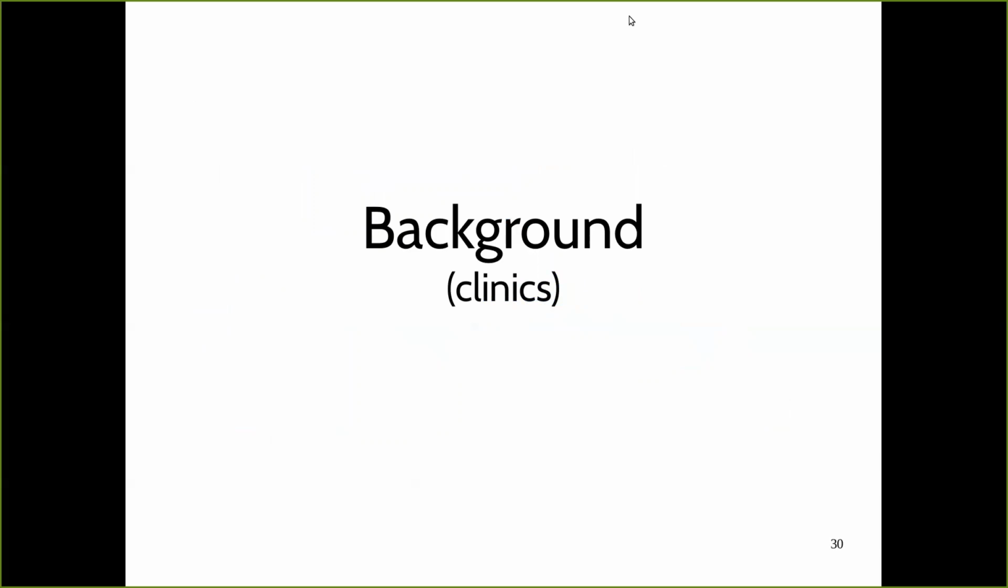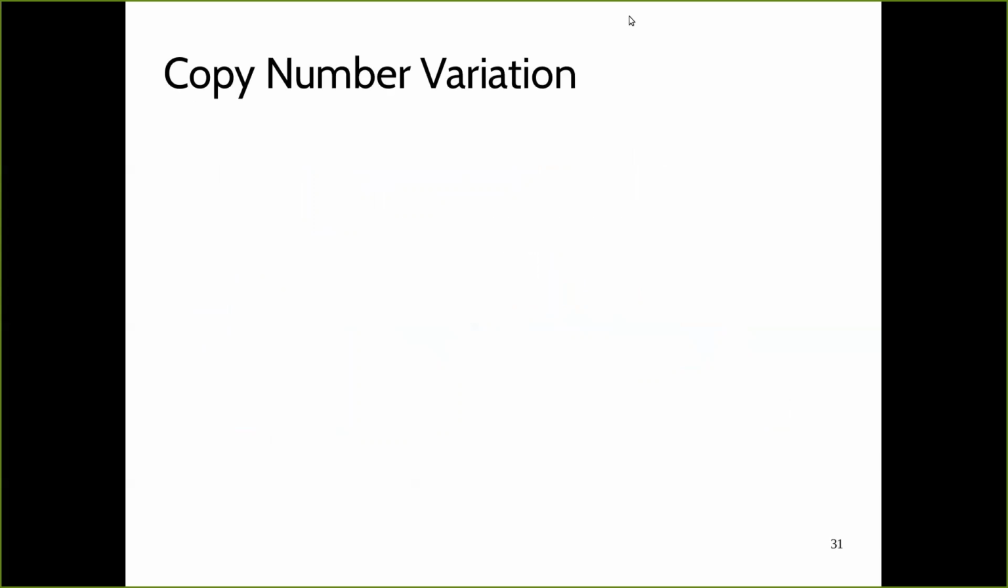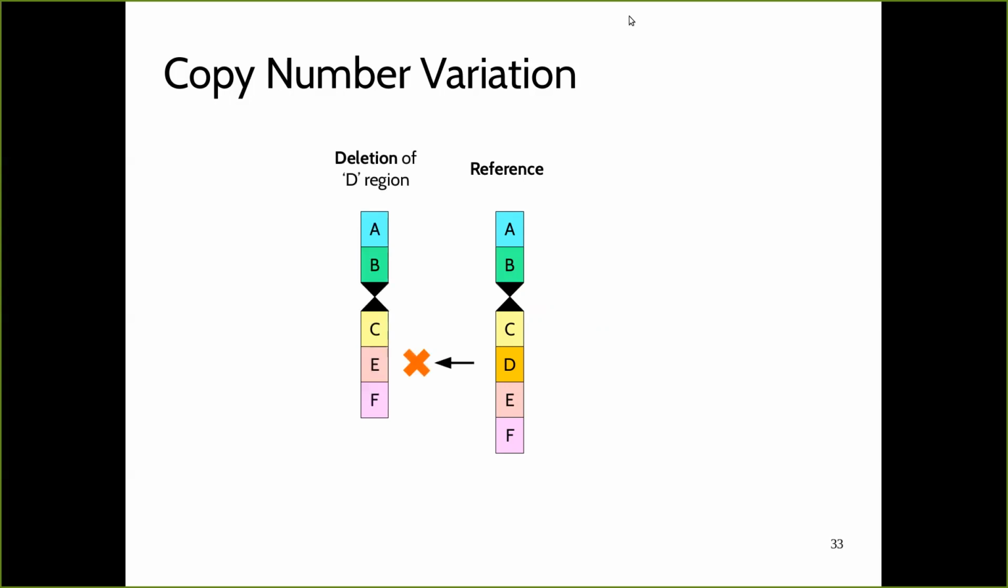Now we'll provide a little bit of background in clinics. And what I need to introduce is what is a copy number variation. And for this, I will show what is a chromosome. In this case, this is stereotyped with this figure, and the chromosome is segmented in 6 parts, from A to F. Now, if for any event you miss one of the segments, then you have a copy number deletion. In this example, the D region is missing. So you have a copy number deletion of the D region.